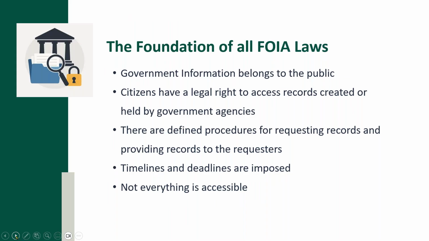But there are some key things that are fundamental to all Freedom of Information laws. The government info belongs to the public. That's the idea. Citizens have the legal right to access records created and held by the government. There are procedures to request and provide records. There are timelines and deadlines associated with every law, and not everything is accessible. So some things are accessible, some things may not be.